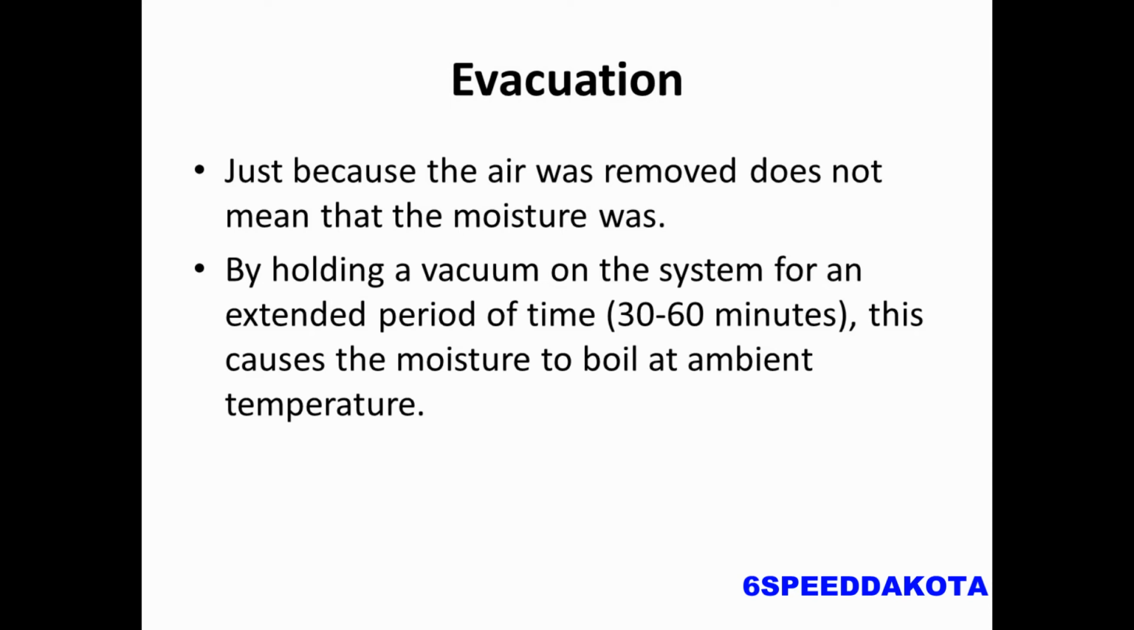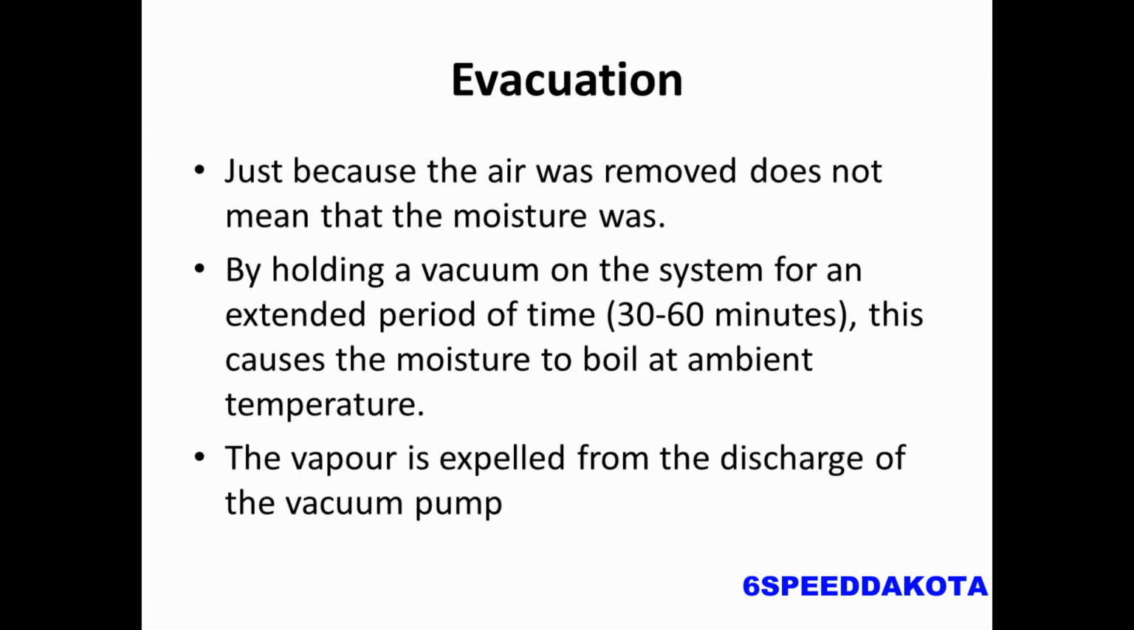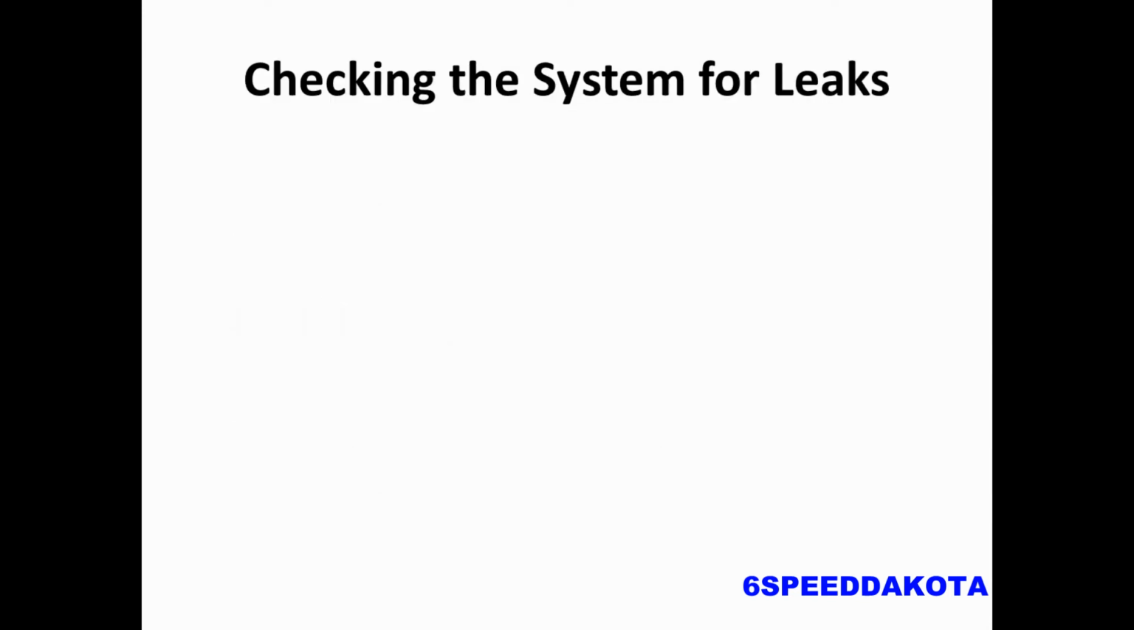So what we need to do is hold that vacuum on the system for 30 to 60 minutes. Again, remember how we talked about the effect of pressure on boiling point. If we hold the system in almost a perfect vacuum, it'll boil the moisture off at ambient temperature and it'll completely clear our system out. The vapor is expelled from the discharge of the vacuum pump. As we're evacuating the system, we do not turn the vacuum pump off and we do not close our manifold gauge set. So it's always sucking down on the system.